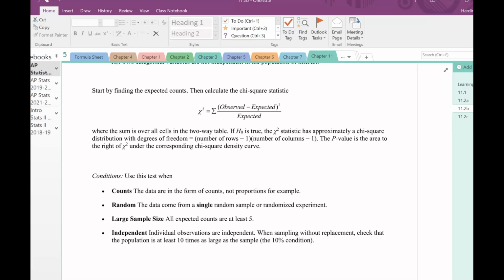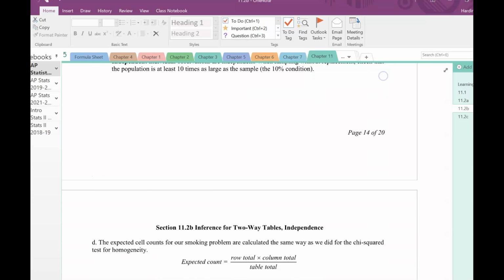We also need to check conditions. They're listed there at the bottom. Remember, counts is not something that you need to actually specify and write out in your conditions, but you do need to check the random condition. You also need to check that all expected counts are at least 5. And you need to comment on the independence of the values, remembering that if you're sampling without replacement, to check the 10% condition.